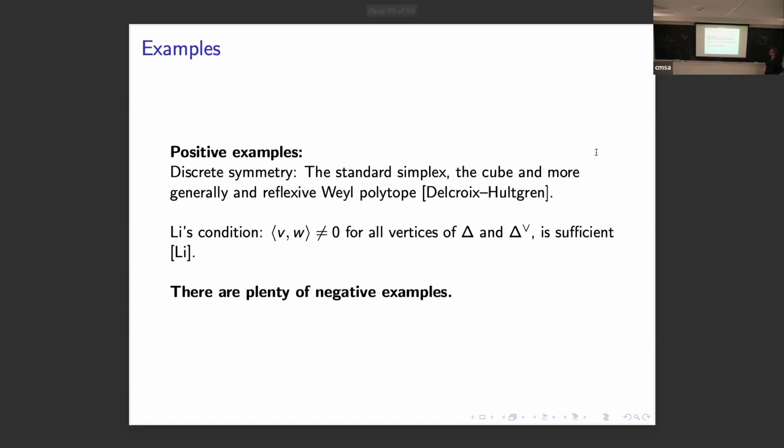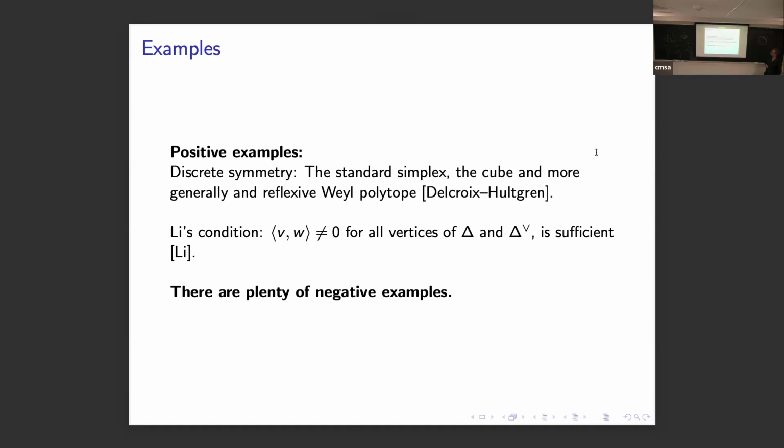But then there are also plenty of negative examples. The mechanism here that we found to produce a lot of them is that sometimes this condition that we want isn't even satisfied on the level of mass. So that clearly gives you a necessary condition. This is sometimes not satisfied.